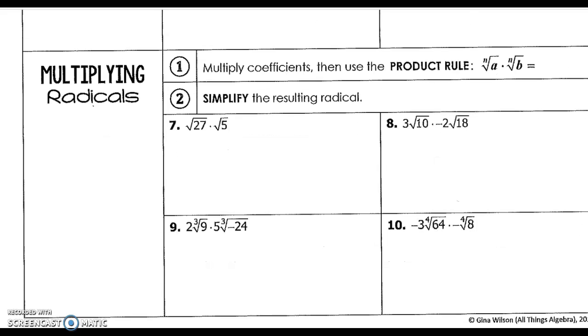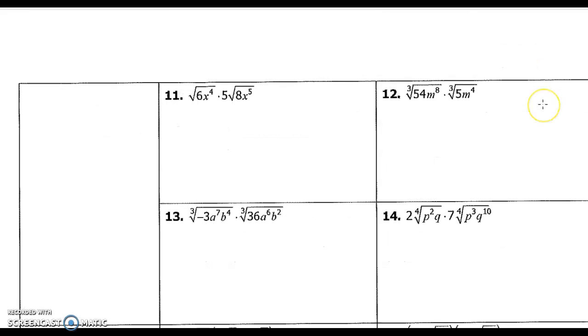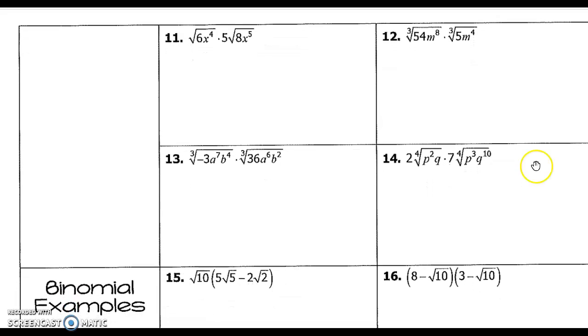All right, so going to the other side, we're going to throw some variables in. So we can see on number 12, we don't have anything on the outside. So cube root of multiplying the inside, 54 times 5 is 270. M to the 8th times m to the 4th would be m to the 12th, because when you multiply like bases, you add the exponents.